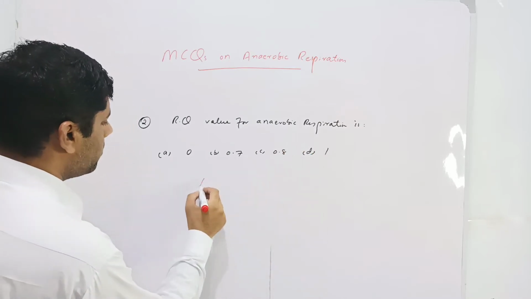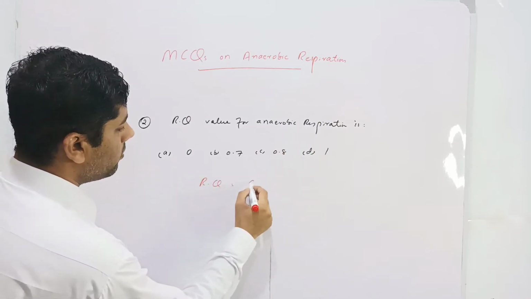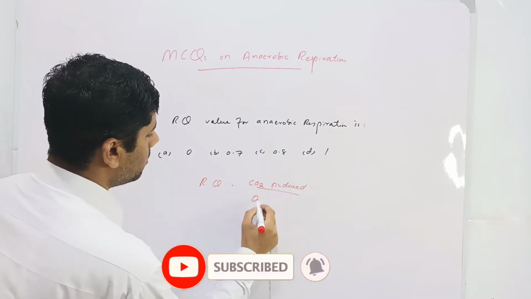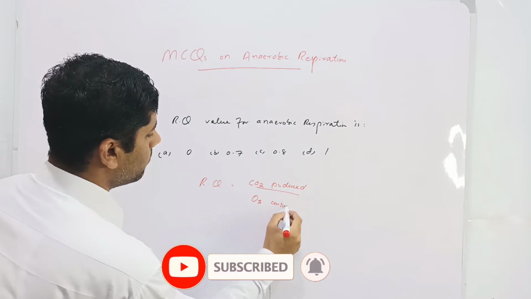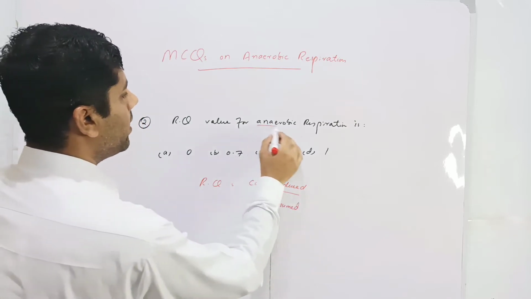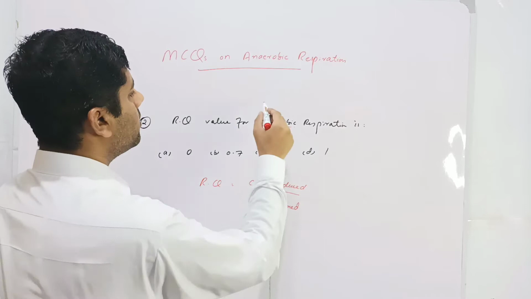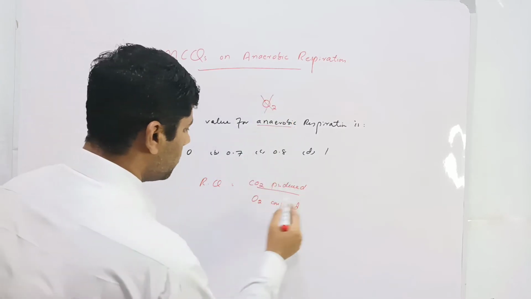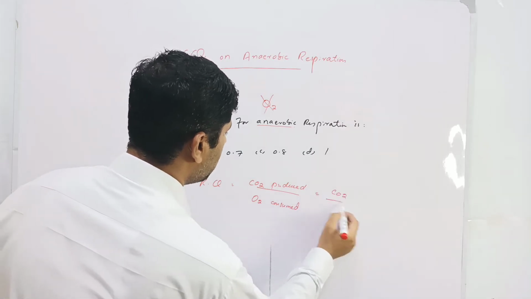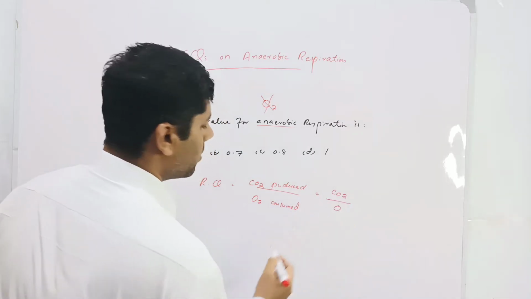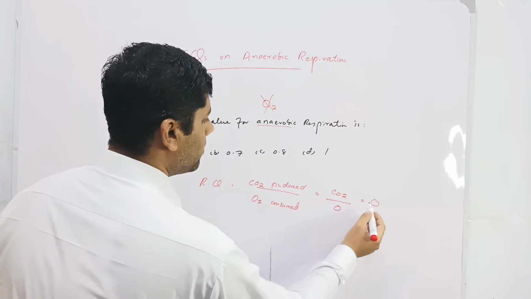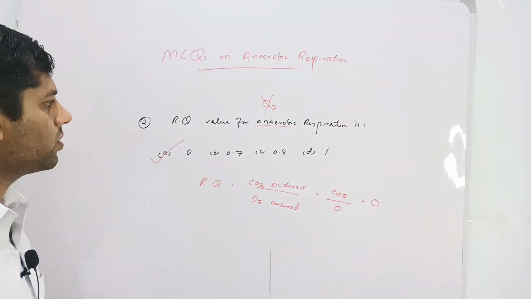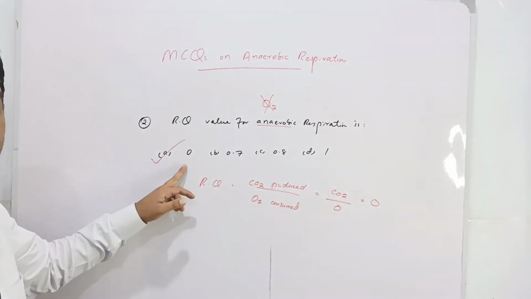The respiratory quotient, it is the ratio between carbon dioxide produced and oxygen consumed. As we know that in anaerobic respiration there is absence of oxygen, no oxygen is utilized. So if we put these values that there is no oxygen utilized are 0, so the answer will be 0. So the first option is correct, that the respiratory quotient for anaerobic respiration is 0.